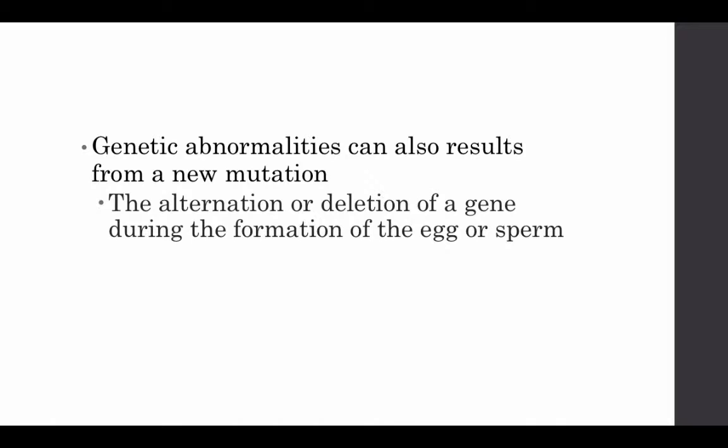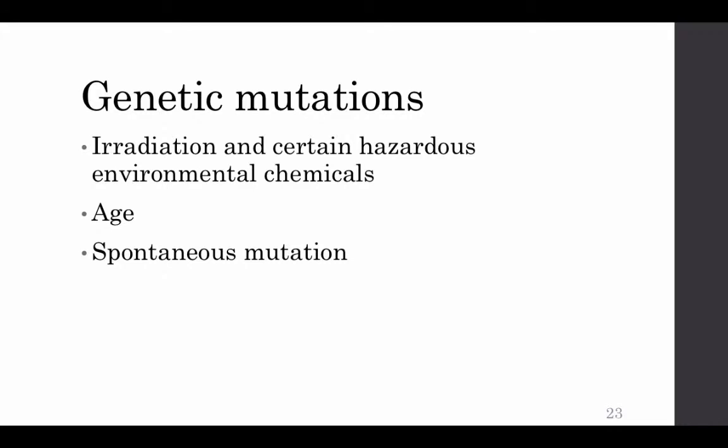Genetic abnormalities can also result from a new mutation that occurs during the formation of the embryo. There may be an alteration or deleting of a gene from the egg or the sperm, or the egg or sperm may have had a genetic abnormality to begin with. These mutations can take place as a result of irradiation and certain chemical hazardous environments, age, or just spontaneous mutations.